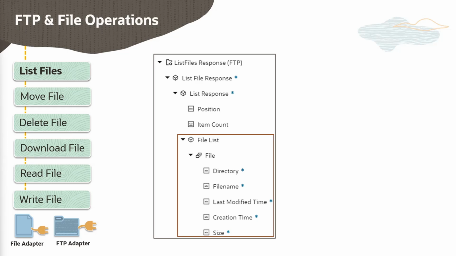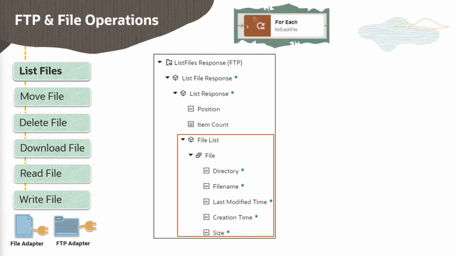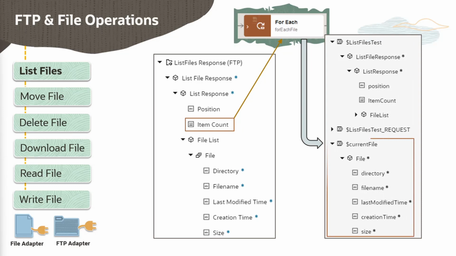However, to access this list for file processing, a common pattern is to then configure a for each action using this item count value to define the number of loops. Then within the loop, you'll see this additional data structure that will provide the name of the current file along with its metadata, allowing you to perhaps configure a download or read file operation next.